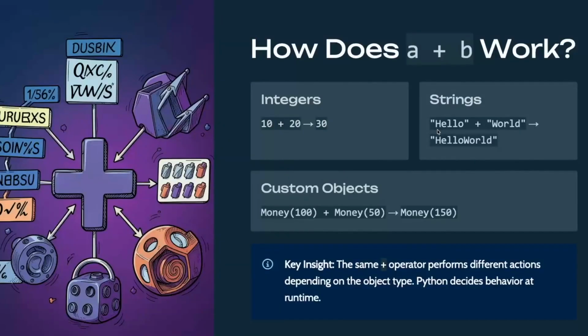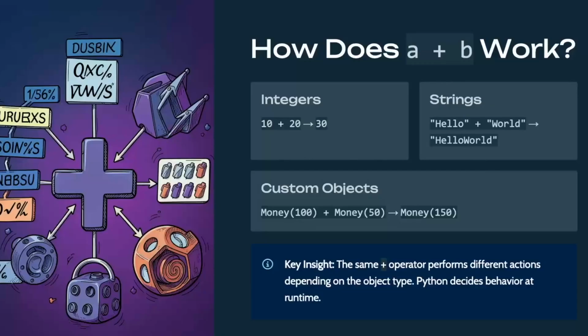Now, how does a + b work? Let's have a look at a few examples. When we write 10 + 20, Python returns 30. When we write "hello" + "world", Python returns "helloworld". The same operator is being used, but the behavior is different. For integers, it performs addition, and for strings, it performs concatenation. This should immediately remind you of polymorphism.